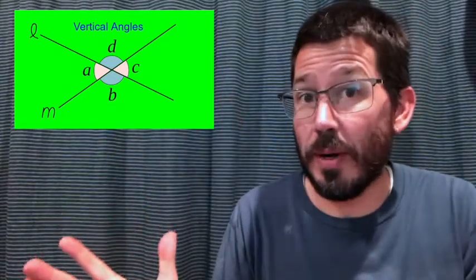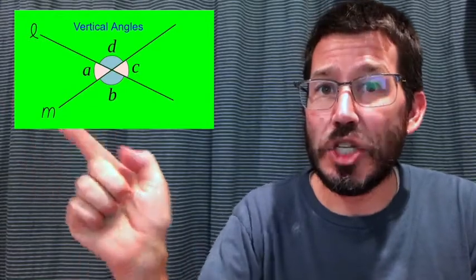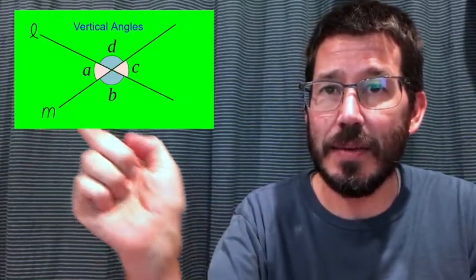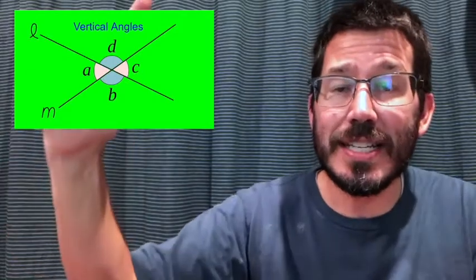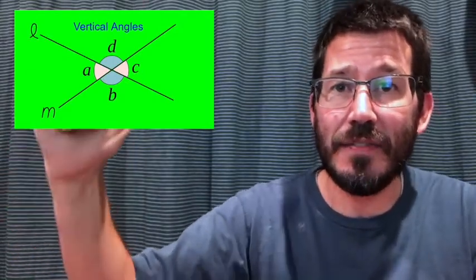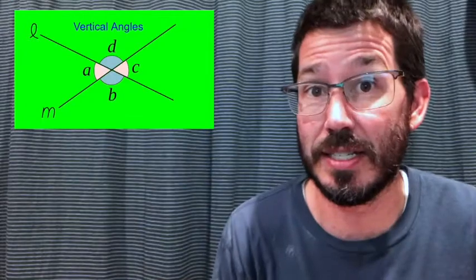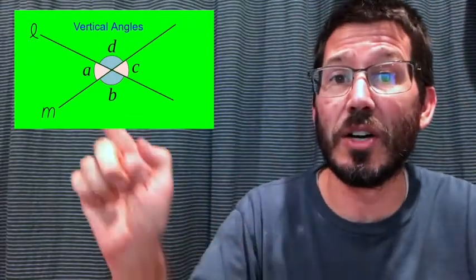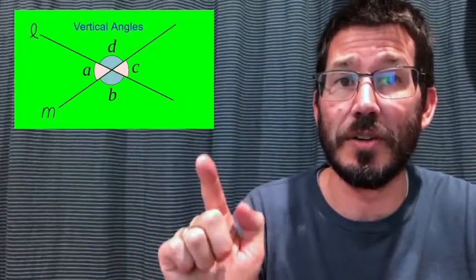Also notice, if we want to bring back a word, A is adjacent to B. They share a fence. Do you see that fence? That fence is line M. A is also adjacent to D. They share a fence. That fence is line L. There's a lot of adjacents up here. All right? But the basic angle here is this vertical angle across the X from each other. That was exciting. That little book.